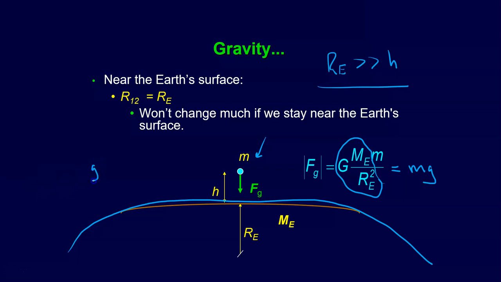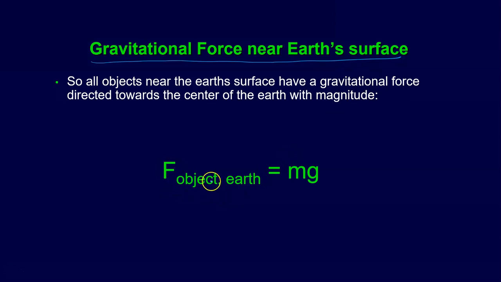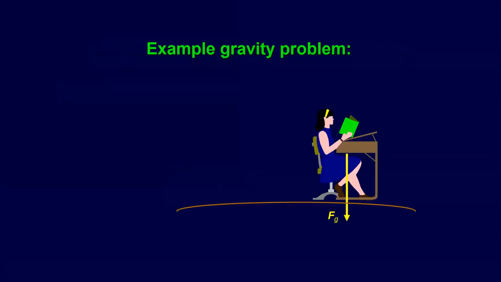This g, which we've already started using, is the big G times the mass of the Earth divided by the radius of the Earth squared, which, of course, we know is 9.81 meters per second squared. This will be our force, the gravitational force near the Earth's surface. The force on the object from the Earth is equal to mg. Sometimes we'll break these forces up in a manner like that, where the label specifies the object that's applying the force and the one that's feeling the force.